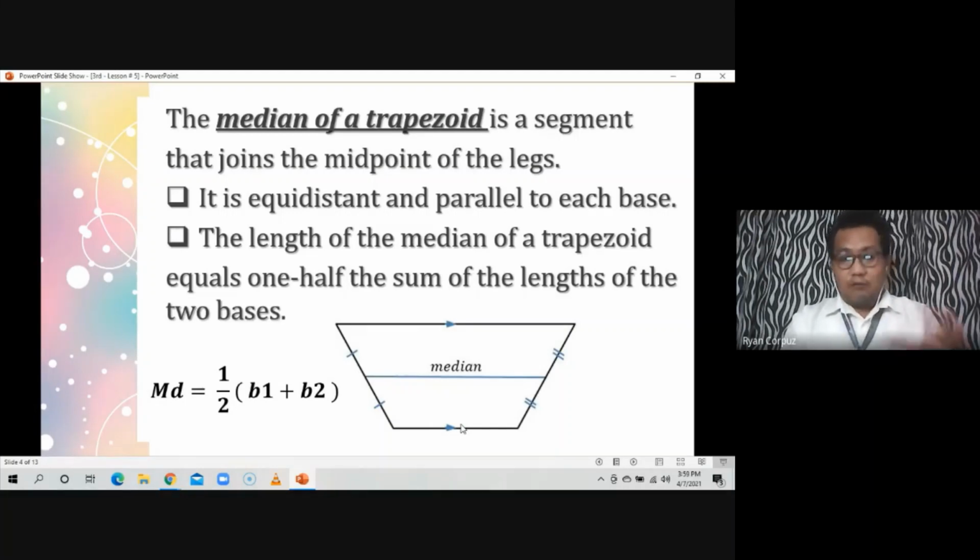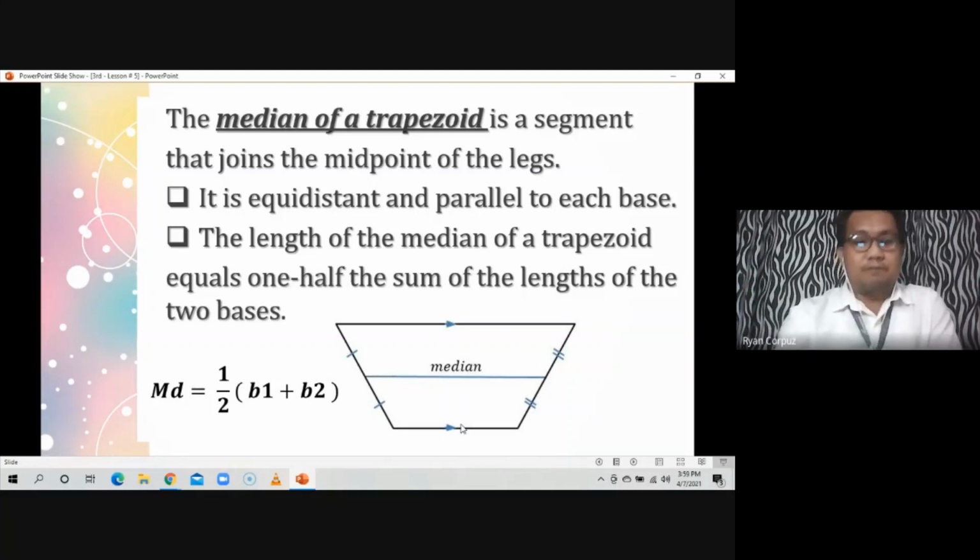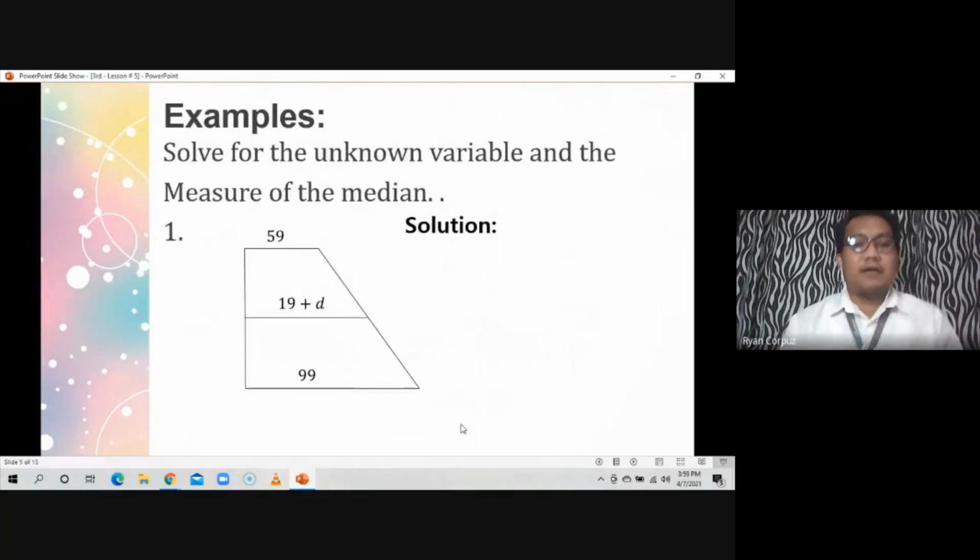So in order for us to understand it more clearly, let us try it through examples. So let's have your example number 1. Solve for the unknown variable and the measure of the median. In this given example, you are asked to solve for the value of D. At the same time, you are asked for the exact measure of this median given the measures of the bases of the trapezoid.